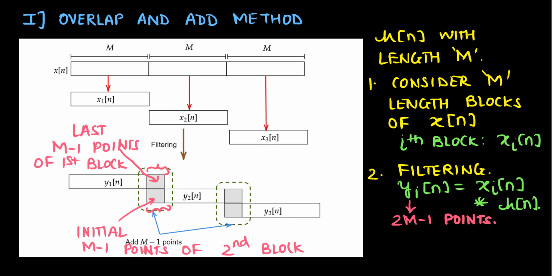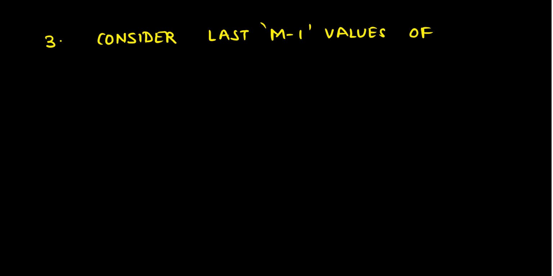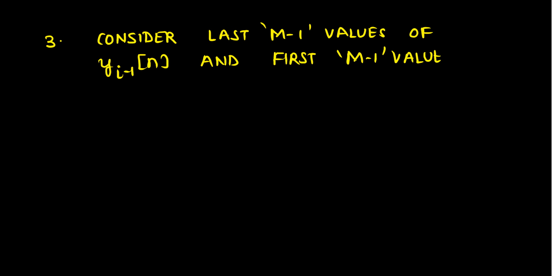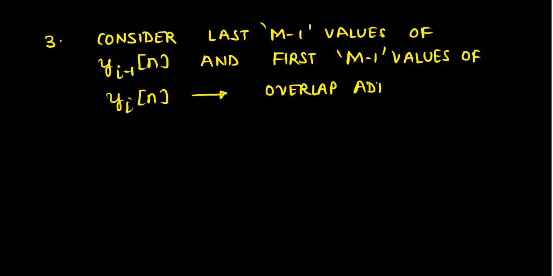So the last step in this method is to consider the last m minus 1 points, or say values, of the sequence yi minus 1 of n and the first m minus 1 values of yi of n. Then we need to overlap and add those values.